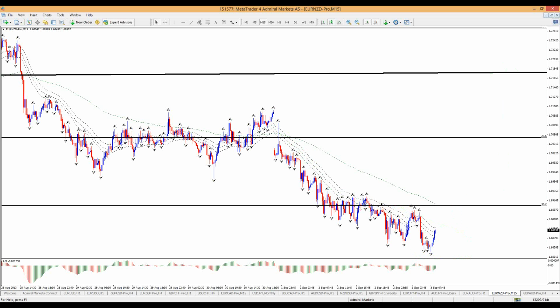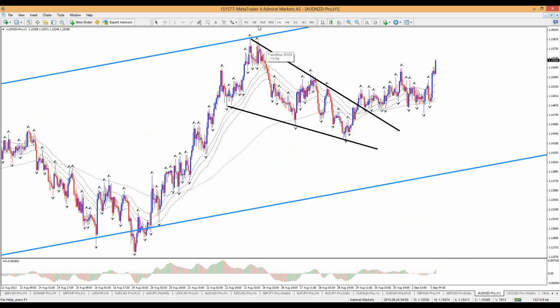Let's see, New Zealand is on my list as well. Let me take a look at that. New Zealand is in this uptrend channel. This is the 1 hour chart. It's an uptrend channel here. It had a chart pattern, a break of that chart pattern, but it was a very passive break. But we're moving up again.